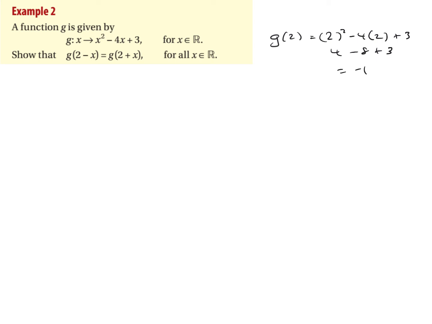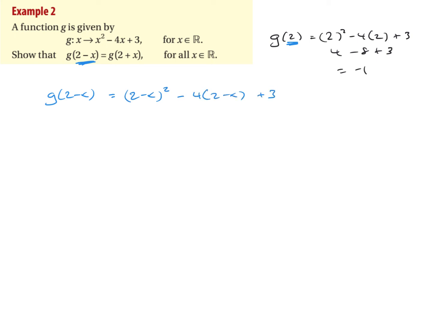Instead of being given a number, I'm just being asked to put an algebraic expression through. So instead of putting 2 through here like I did before, I'm going to put 2 minus x. So let's just put that through. So g of 2 minus x. Wherever I see an x in my function here, I'm going to replace it with 2 minus x. And then I'm just going to multiply it out and see what happens. So that's equal to 2 minus x all squared minus 4 by 2 minus x plus 3.